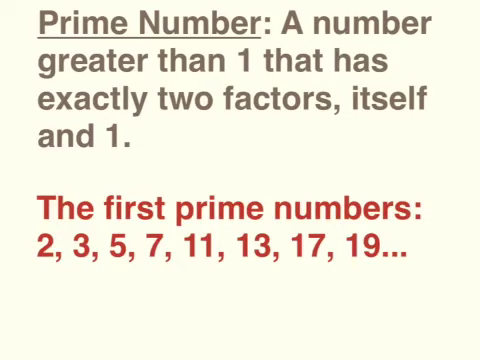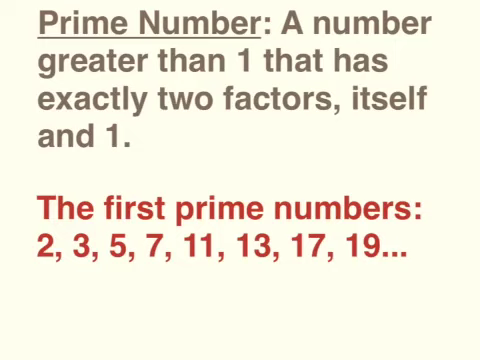So here are the first prime numbers that we have in our counting numbers, right? Because prime numbers are whole numbers. 2, 3, 5, 7, 11, 13, 17, 19. Let's just pick a random one. 11 is prime because there are no factors of 11 except for 1 and 11.